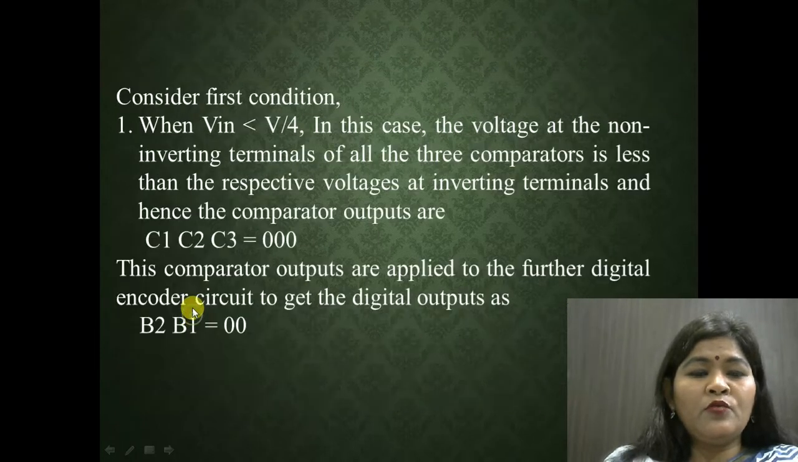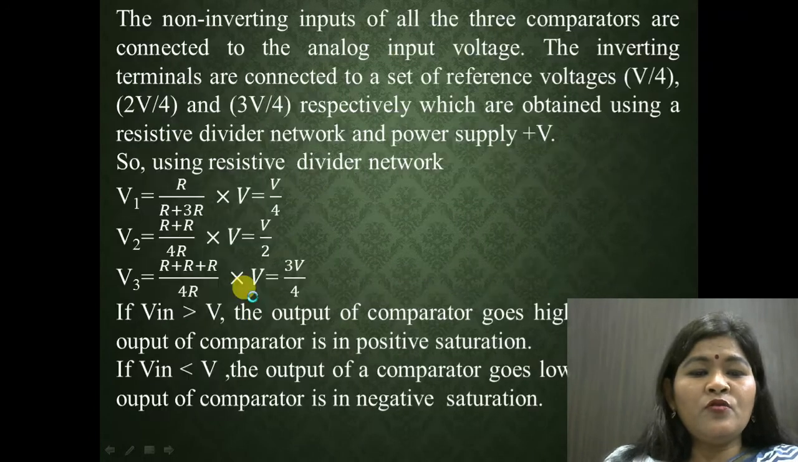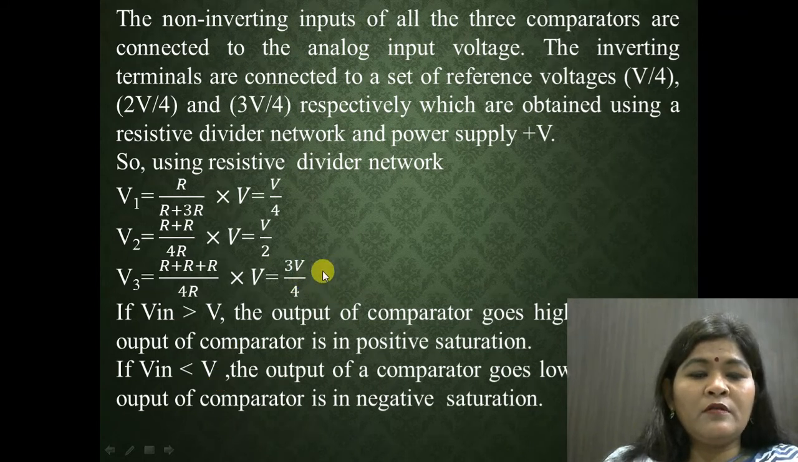So here according to this circuitry, if we calculate the V2, there are two resistances, and if we calculate this V3, there will be three resistances. So these are the resistive divider network rule. So here we will calculate the V1, V2 and V3. So now let's come to the operation.